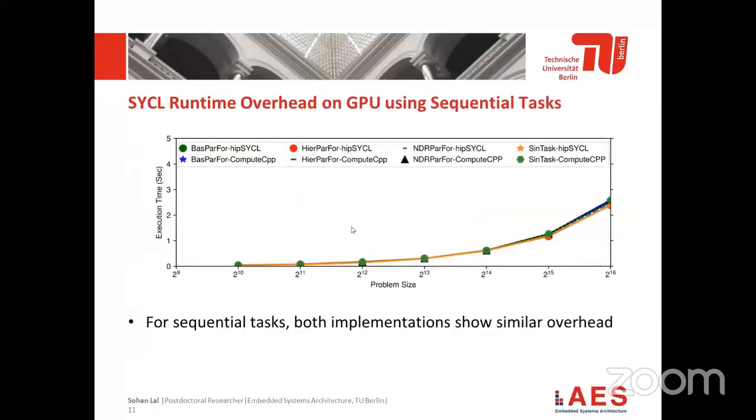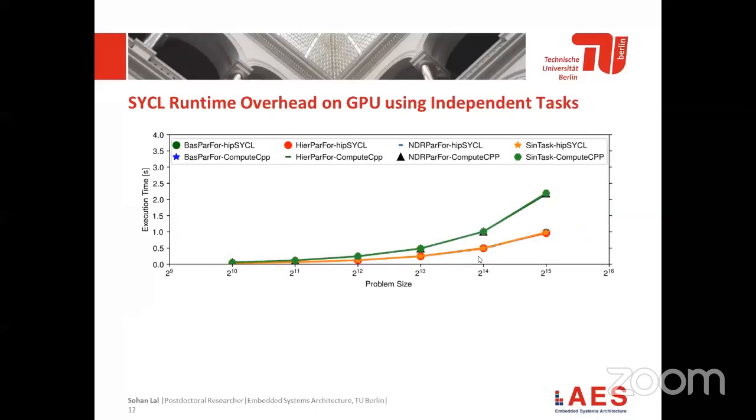So let's look at the SQL runtime overhead on GPU by using sequential tasks. We see that for sequential tasks, both implementations show similar behavior for 4 different kernel invocation mechanisms, which are single task, basic parallel for, hierarchical parallel for, and range parallel for.